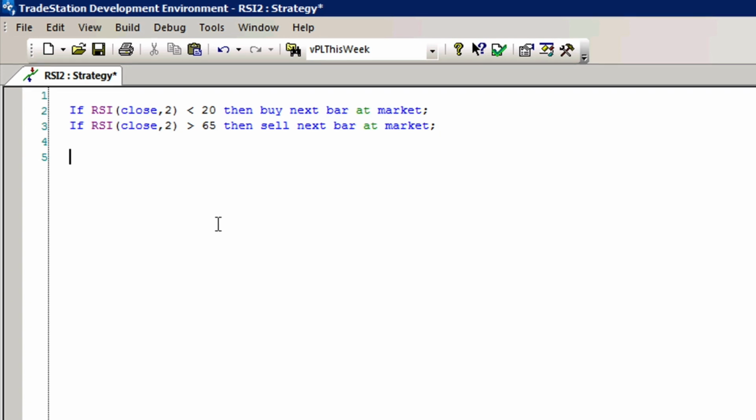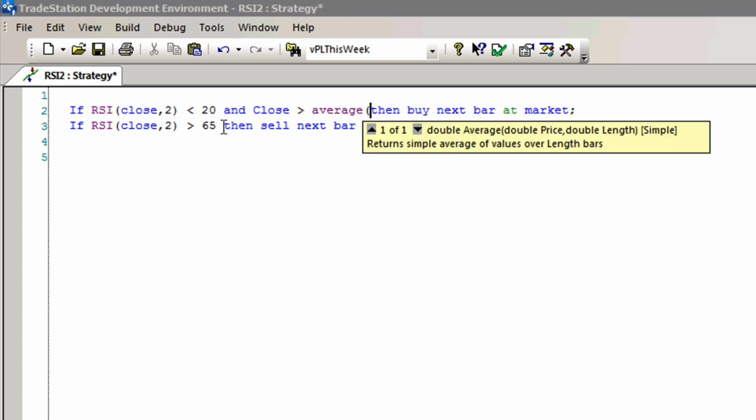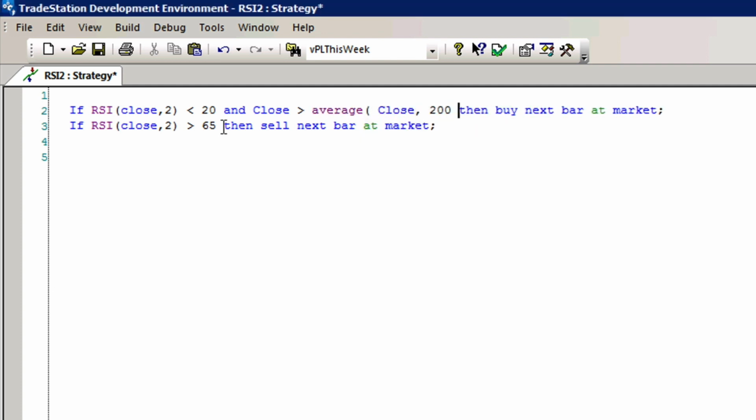All right, we had another condition here, and that was we only wanted to open new trades if the price was bullish. That means above its 200-day moving average. So we have another condition here, and we're going to test again that the closing price is greater than the average closing price of the past 200 bars. So this condition here is testing that we're in a bullish mode. The closing price is above its 200 period moving average.